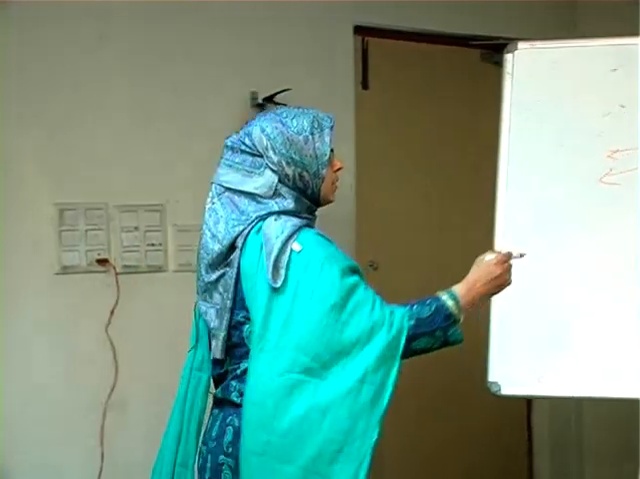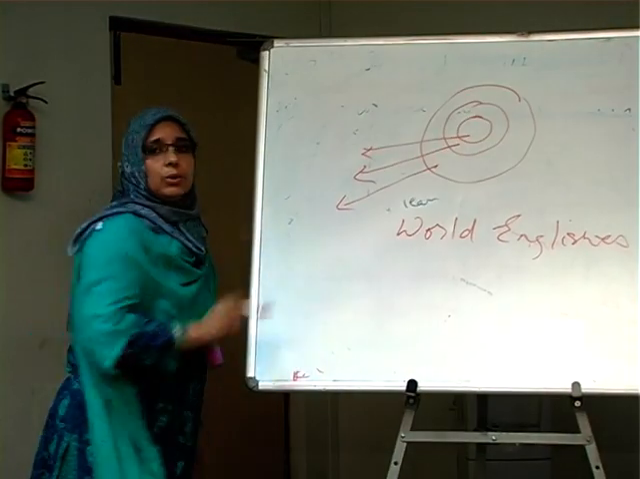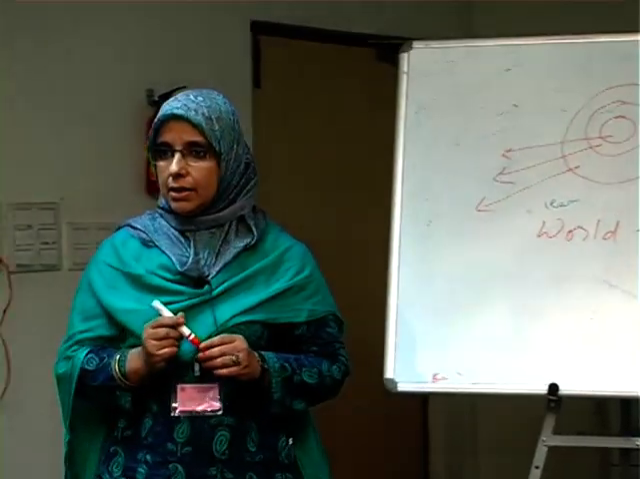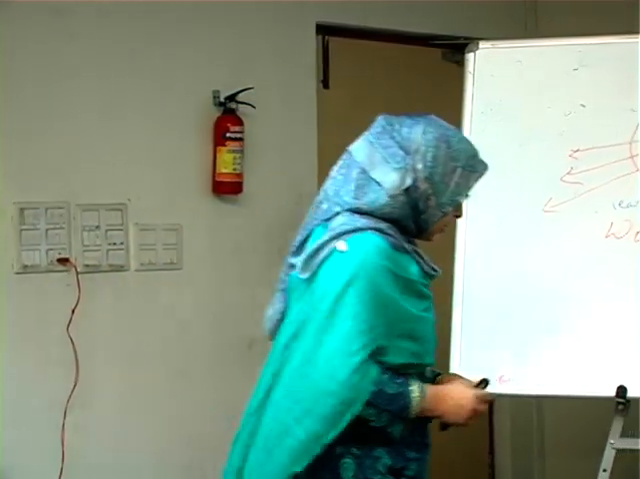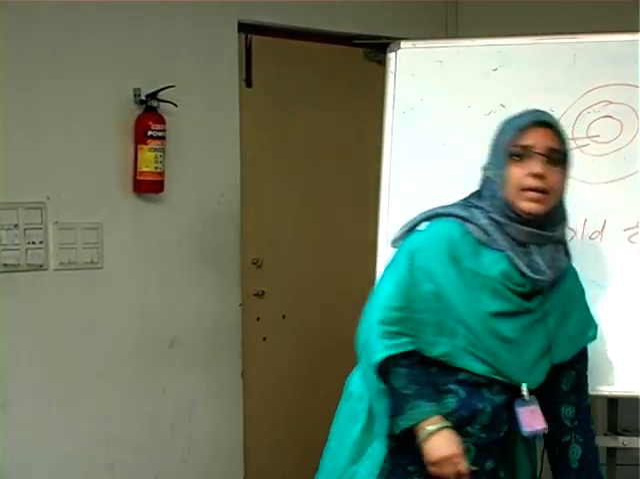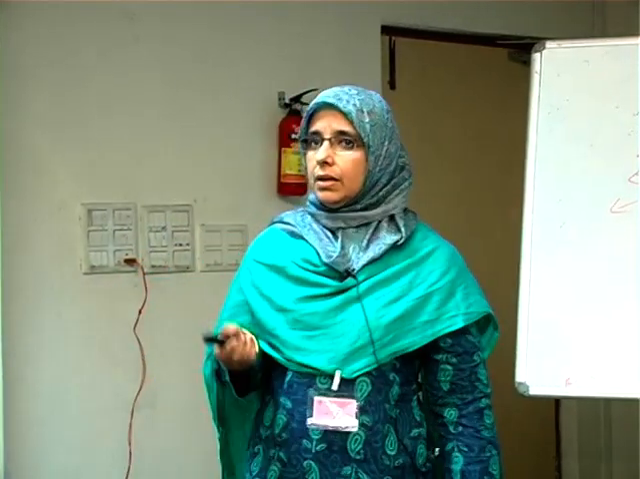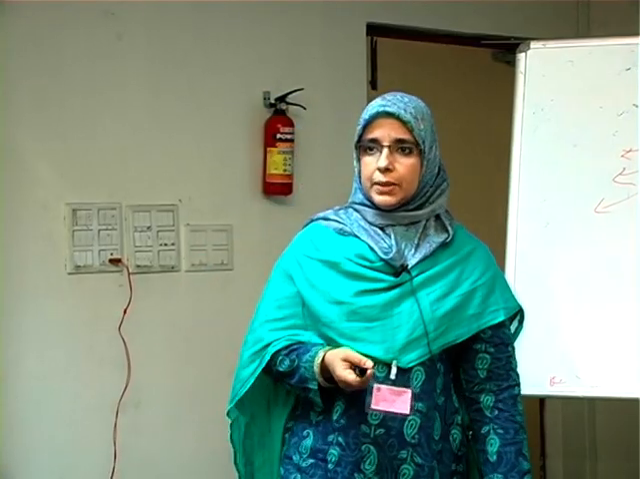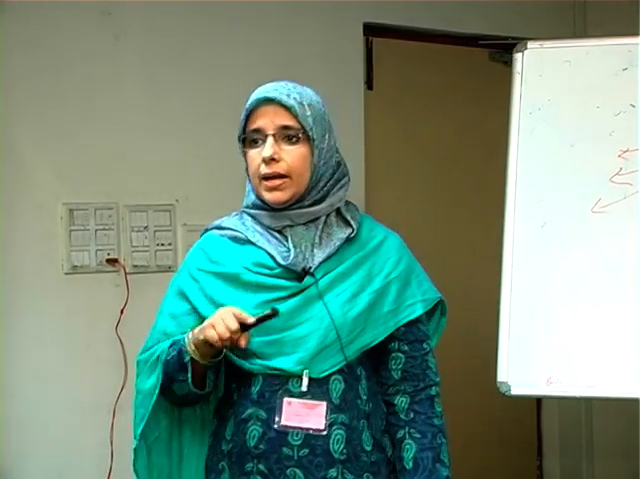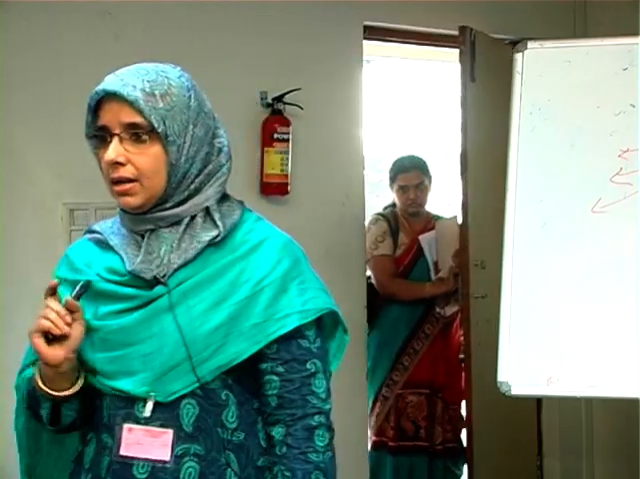And then you have the outermost circle, which is also known as the expanding circle, and it includes a number of countries like Saudi Arabia, Egypt, most of the European countries, Japan, China, where English is used as a foreign language.